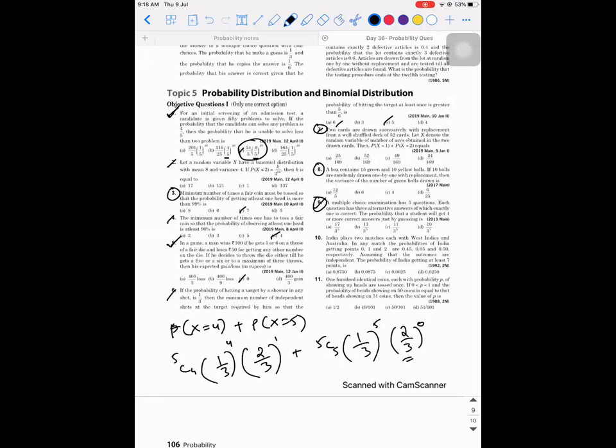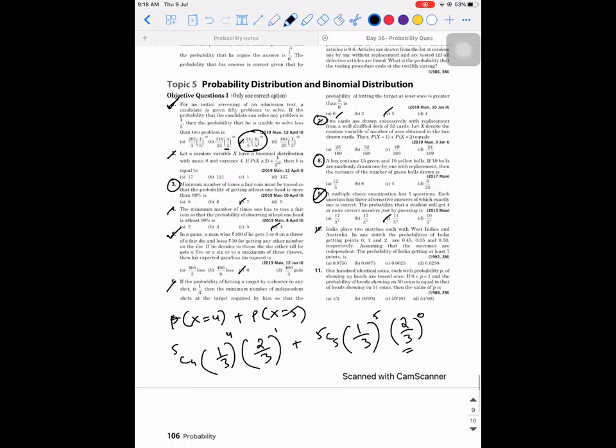So what is the answer you are getting? So 11 by 3 power 5, sir. 11 by 3 power 5. Okay. So you can do the 10th problem. I think this is the last part.